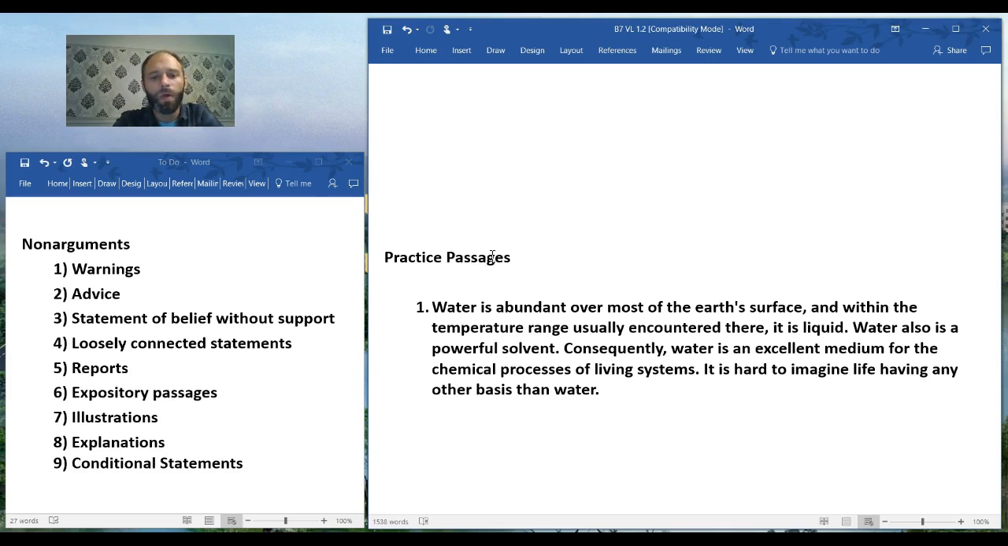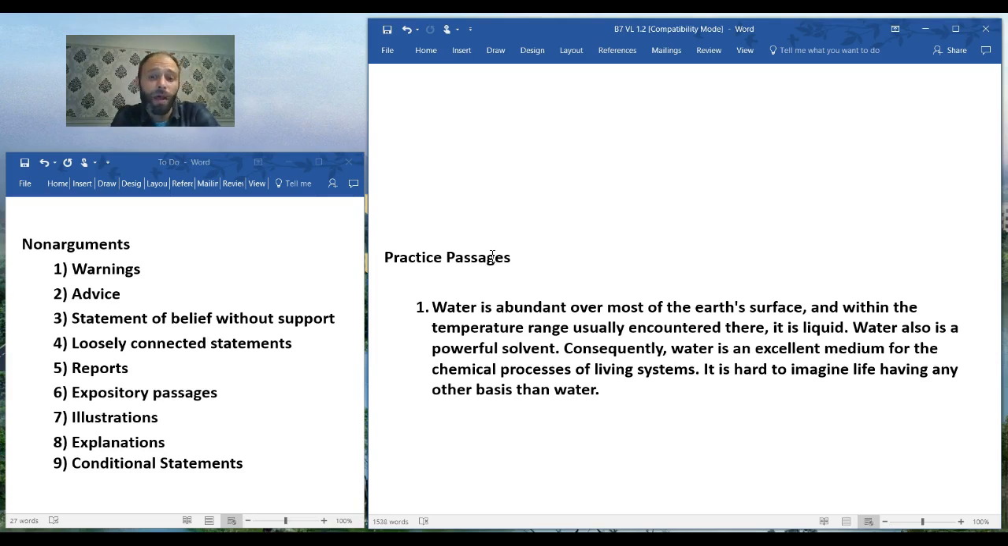So the first practice passage: Water is abundant over most of the Earth's surface, and within the temperature range usually encountered there, it is liquid. Water also is a powerful solvent. Consequently, water is an excellent medium for the chemical processes of living systems. It is hard to imagine life having any other basis than water.